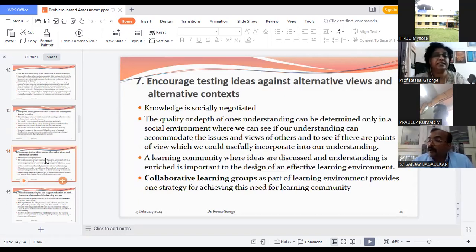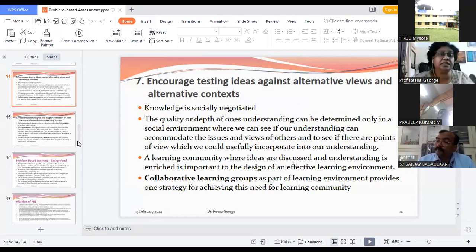Now, encourage testing ideas against alternative views and alternative contexts. Earlier I mentioned the festival of Onam here in Kerala. What I presented was an alternative view. Why don't we celebrate the coming of Vamanan? Vamanan is the manifestation of God, one of the avatars of Mahavishnu. I don't know how people are going to take that. I may be branded, I may be labeled, I may even be called antisocial because I am going against the norms of society. For me, Mahabali is not a person to be celebrated. For me, Vamanan is good. Who is she to say that?